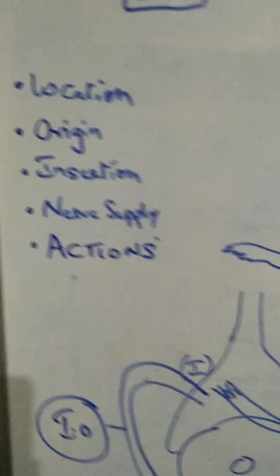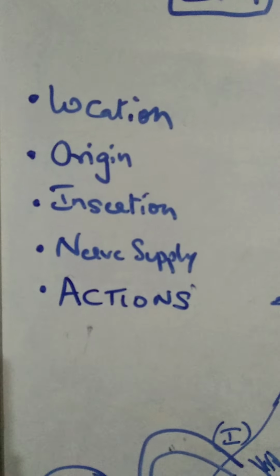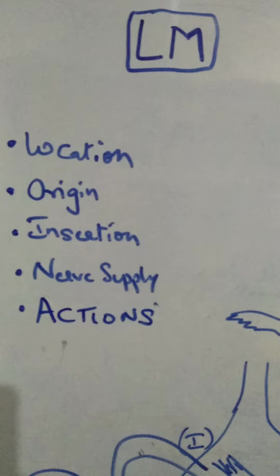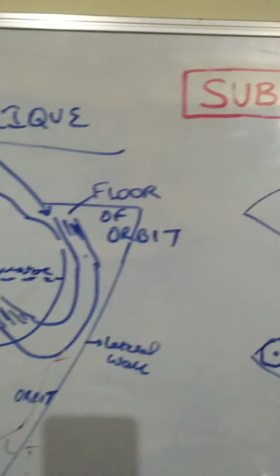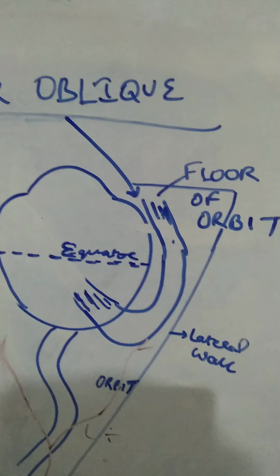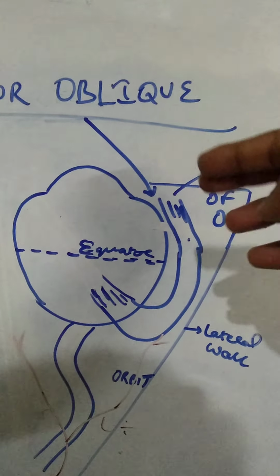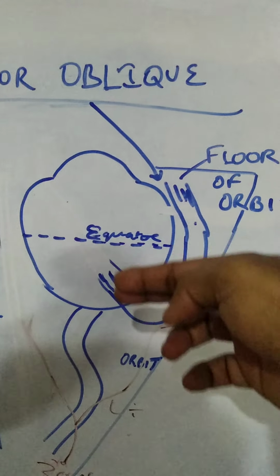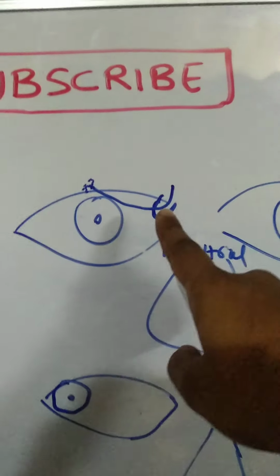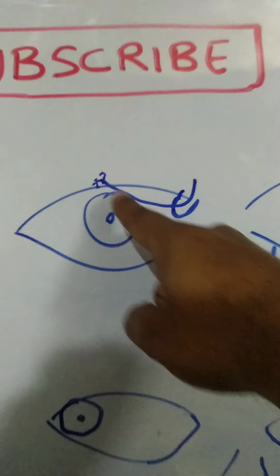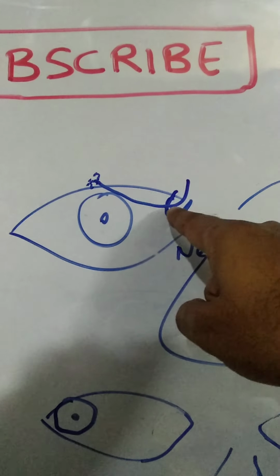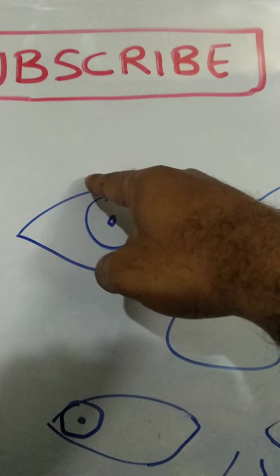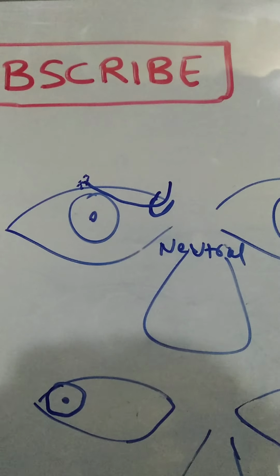The last subdivision is the actions of the muscle inferior oblique. The inferior oblique muscle is coming from the floor of the orbit. Then it goes onto the posterior lateral side of the equator. Here the superior oblique is shown so that you can understand the inferior oblique orientation. This is the superior oblique hooking through the trochlea, going to the posterior lateral quadrant of the eyeball.